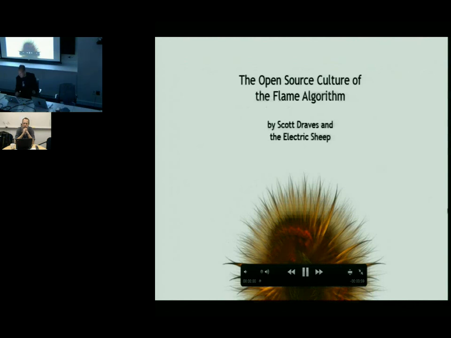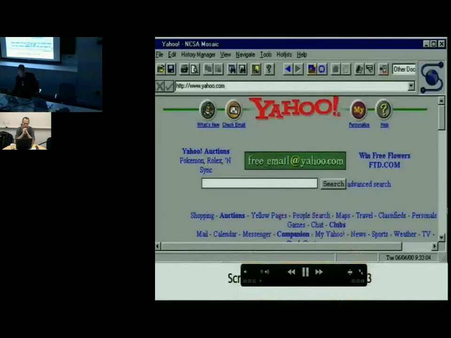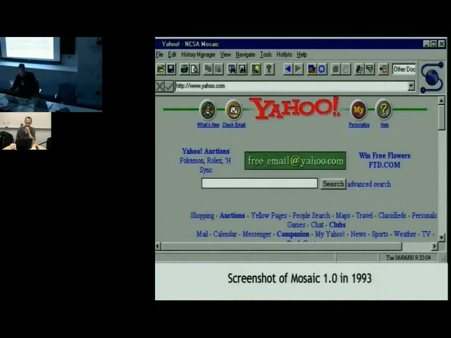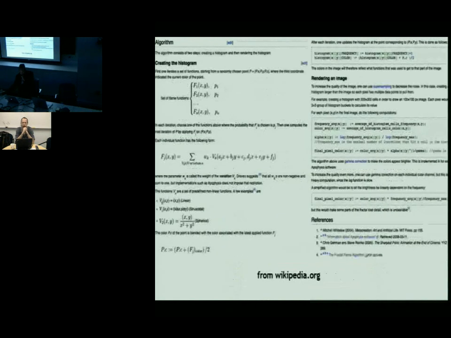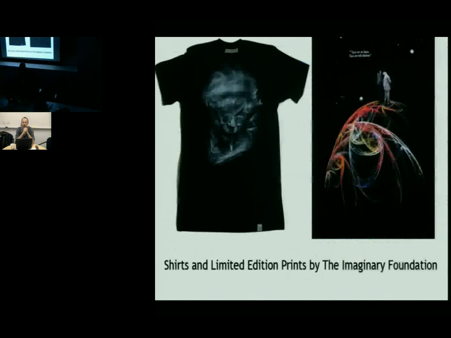In 1993, when the World Wide Web was new, Scott Draves released the Flame algorithm as open source. This was, quite possibly, the earliest application of the GPL to art. Since then, his code has been copied, expanded, and is still thriving. Every day, people all over the world create flames with no intervention or permission from Draves.